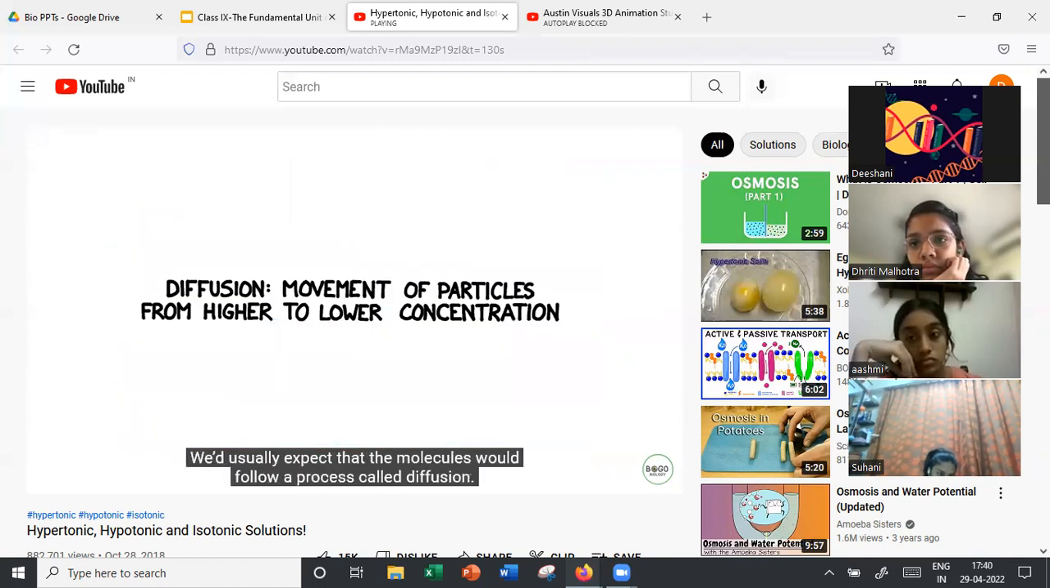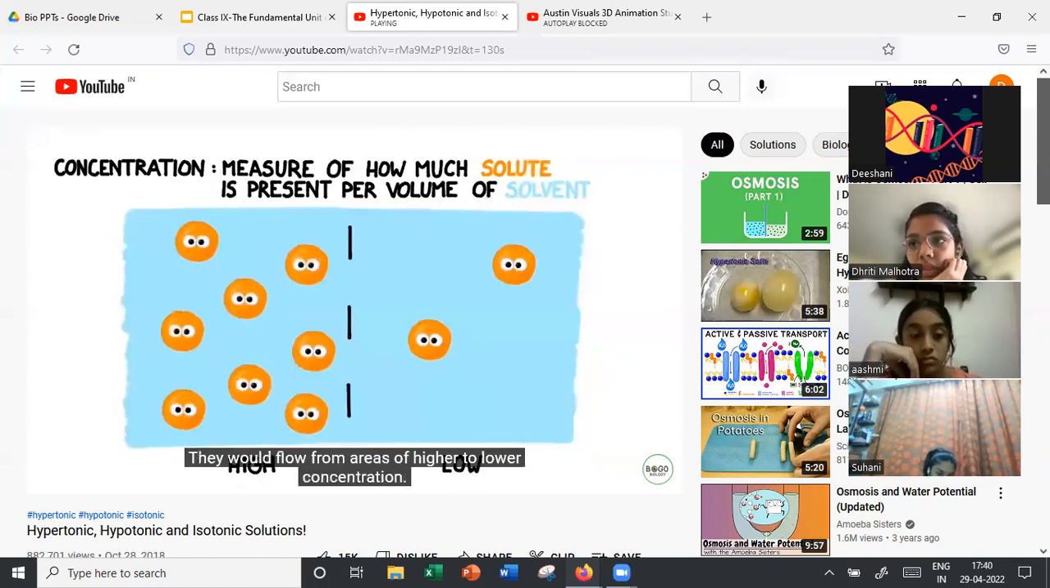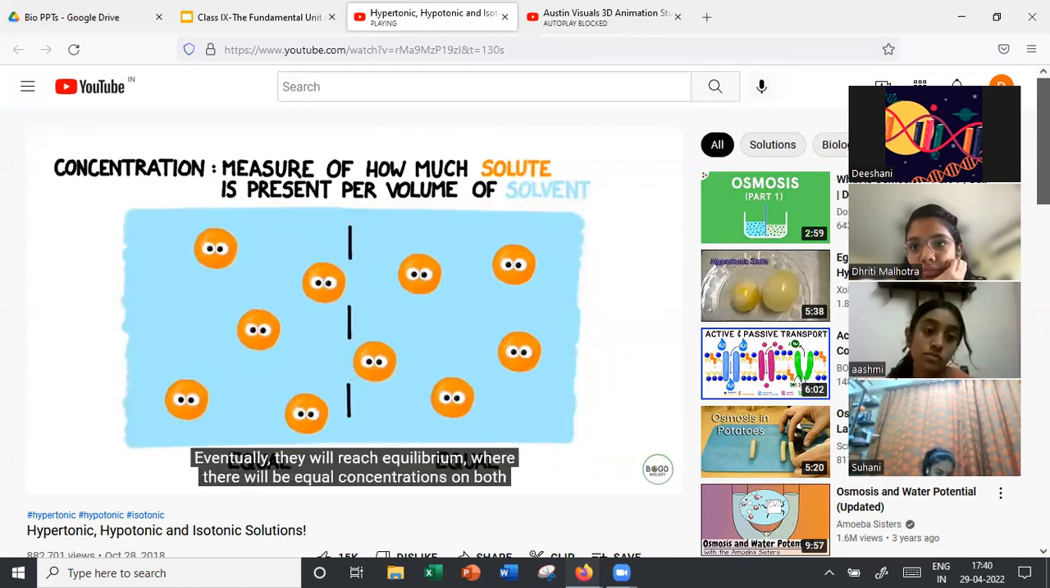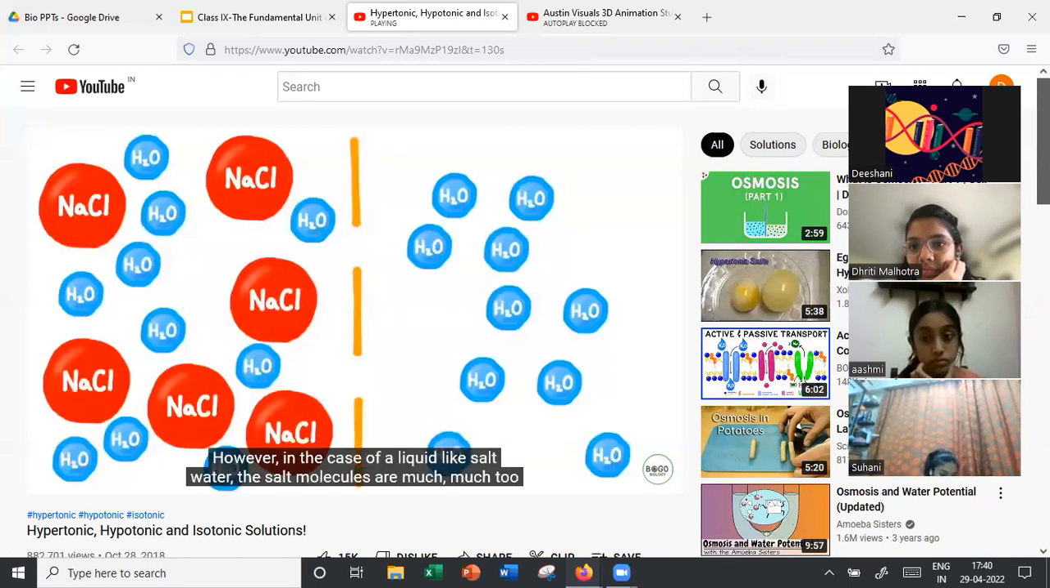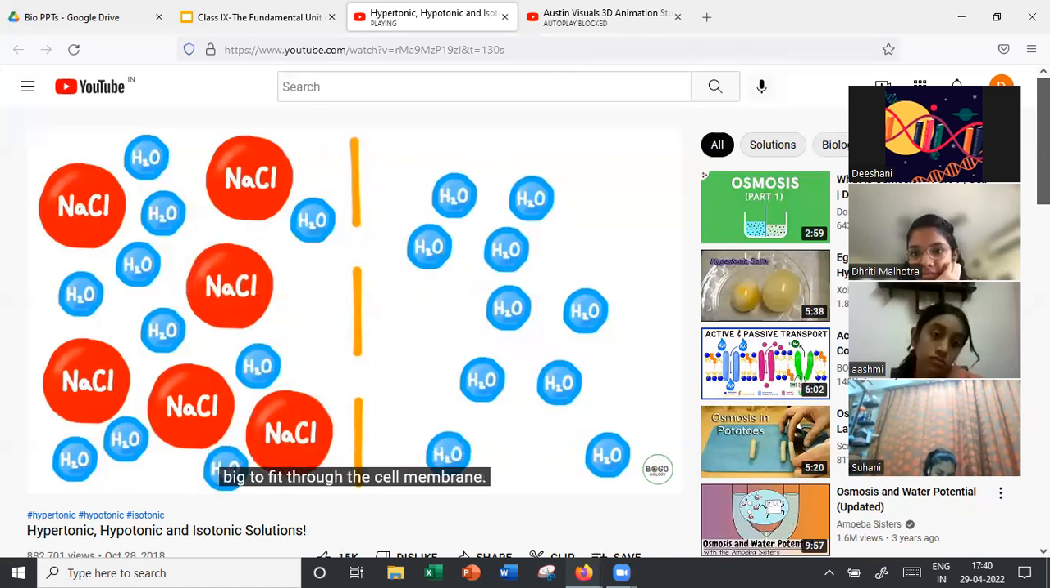We'd usually expect that the molecules would follow a process called diffusion. They would flow from areas of higher to lower concentration. Eventually, they will reach equilibrium, where there will be an equal concentration on both sides of the membrane. However, in the case of a liquid like salt water, the salt molecule can't cross, so the only particle that can move is water. Let's look a little more closely.